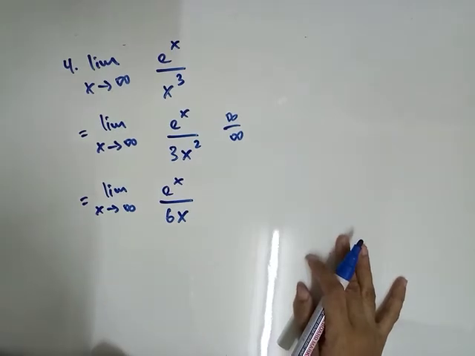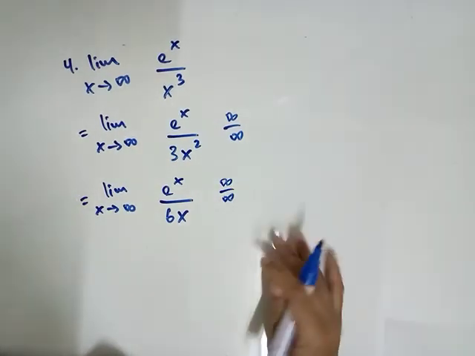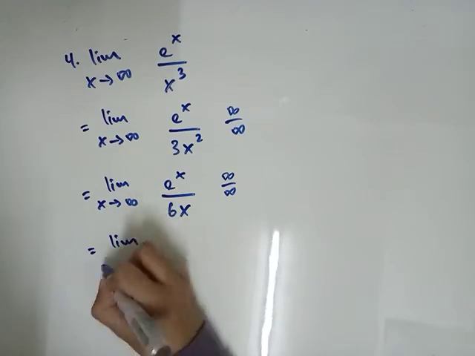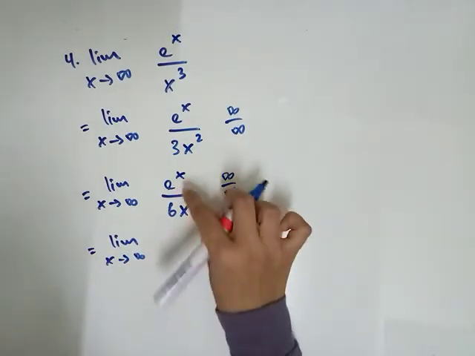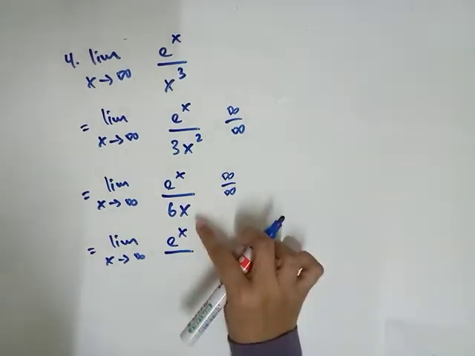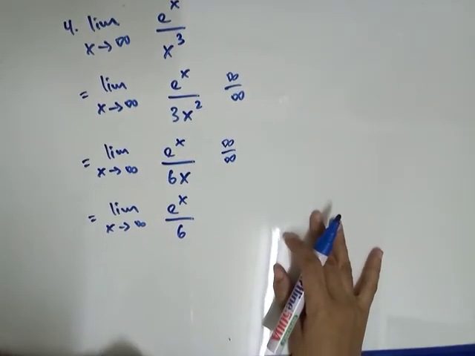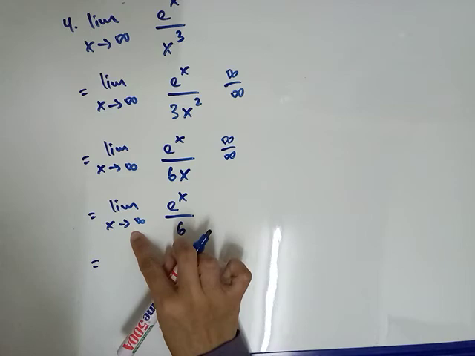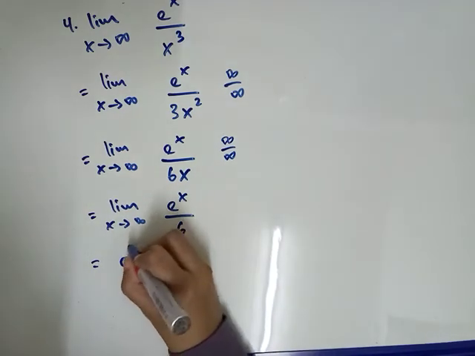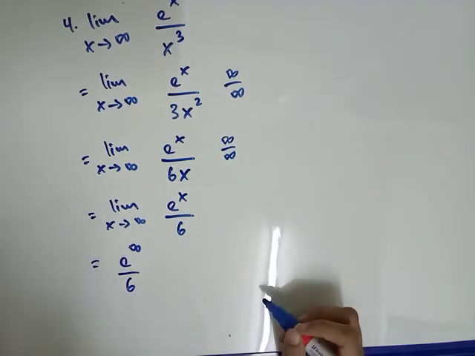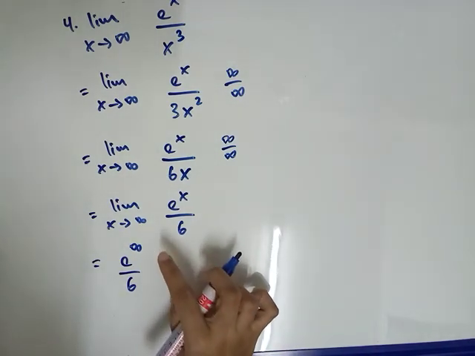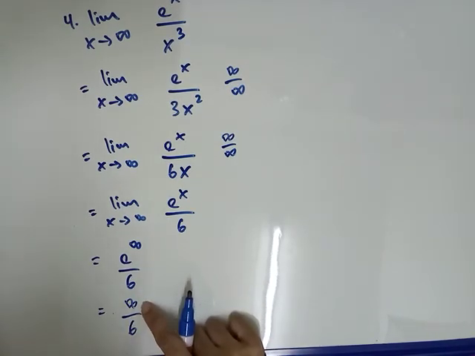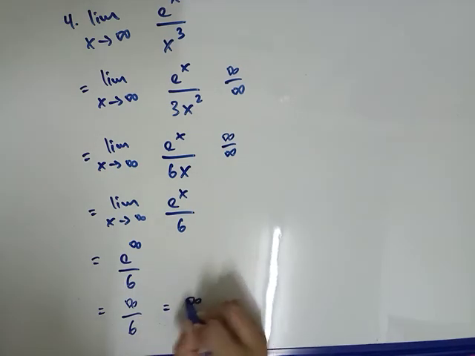And then still infinity over infinity, right? Substitute infinity into x, we still get infinity over infinity. Then we need to differentiate again. So e to the x differentiate, we get e to the x. Differentiate 6x, we get 6. So this is a fixed number. Then we can apply this limit. Substitute infinity into x, e to the infinity over 6. So it is equal to infinity divided by 6. Remember, infinity, when we divide by any number we still get infinity. So this is the answer.